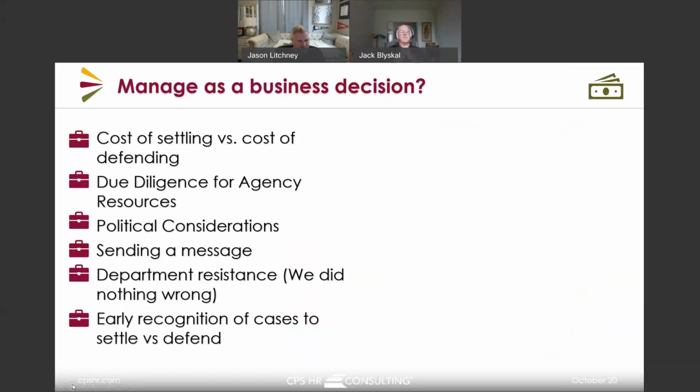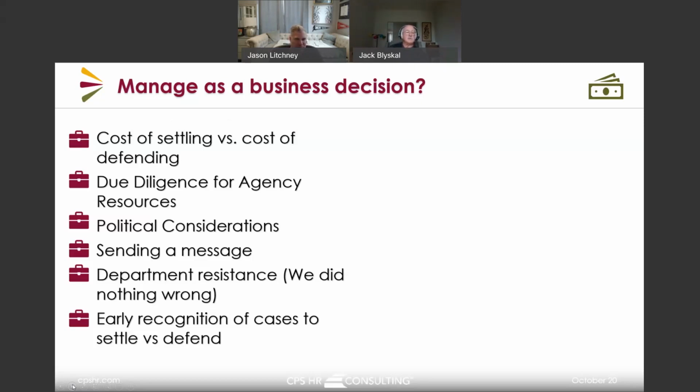So you look at things as a business decision, maybe. What's the cost of settling versus cost of defending? An early recognition of, is this a case to settle or defend, can save you lots in defense costs. I would see cases where hundreds of thousands of dollars had been spent, and then they say we should settle this case. And my question was always, why didn't they make that decision earlier on? If it's a case to settle, if it's a case you're not going to defend, then don't spend the cost getting ready for litigation. Try to get the case settled.